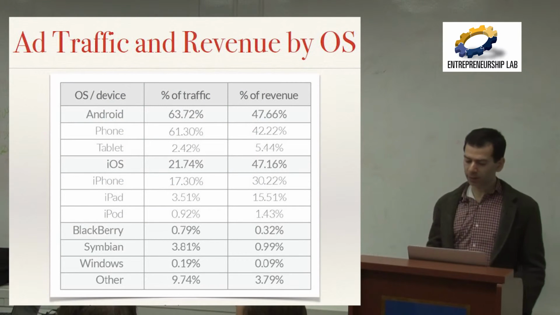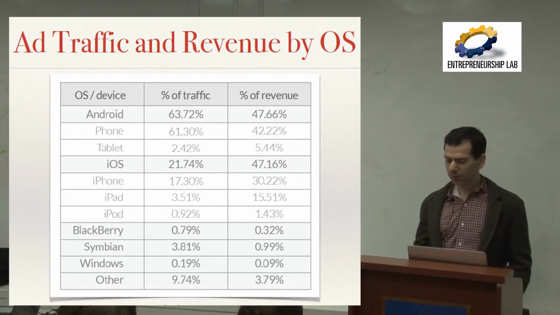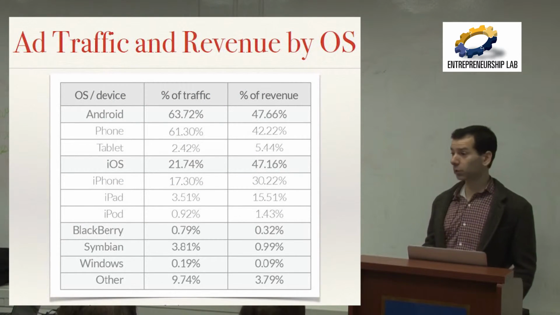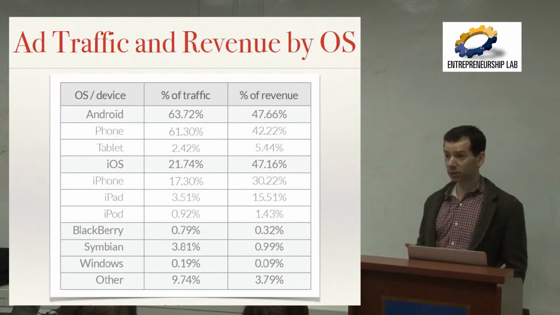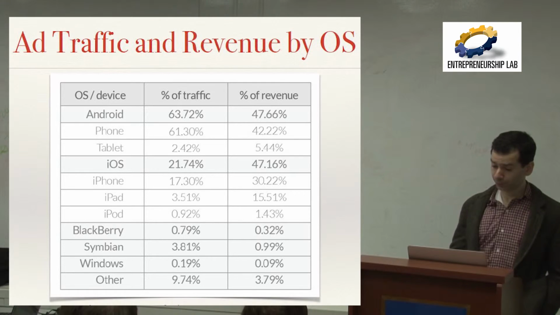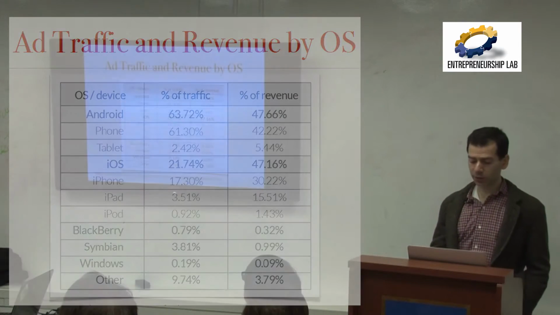Android and iOS differences for revenue on ads, it's about the same. Even though Android has a lot more traffic, I guess iOS people are richer because it's about 50-50. They get the same revenue from Android and iOS.